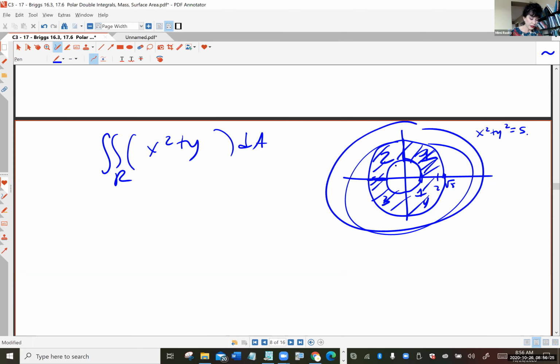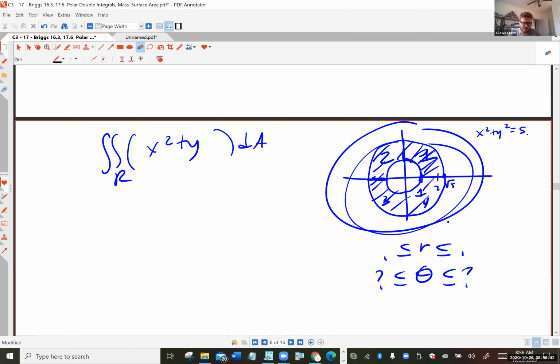So for this region of integration, that's going to be our base of our solid. R is going from what to what, and theta is going from what to what for our limits for this donut. Any guesses for the limits on R? 1 to square root 5. Mm-hmm. And theta? 0 to 2 pi. So we got that going. So if we go, all right, put those on there.